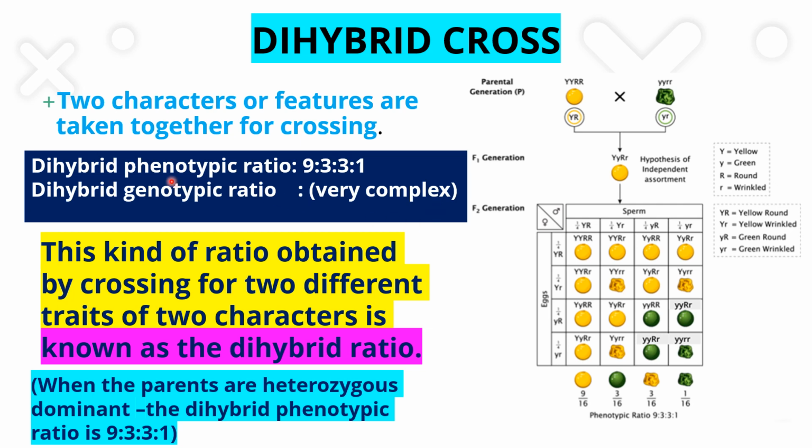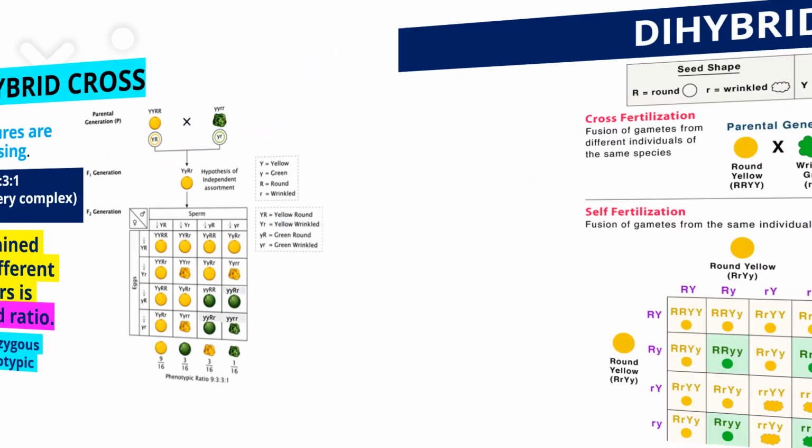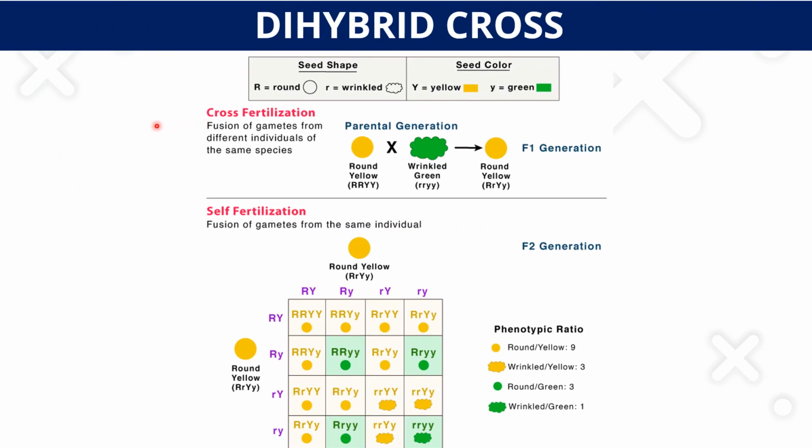In a dihybrid cross, the phenotypic ratio will be 9:3:3:1 when both the parents are heterozygous dominant. This kind of ratio obtained by crossing for 2 different traits, or 2 characters, is known as the dihybrid ratio. This dihybrid ratio is 9:3:3:1 when both the parents are heterozygous dominant. This is very easy to remember.